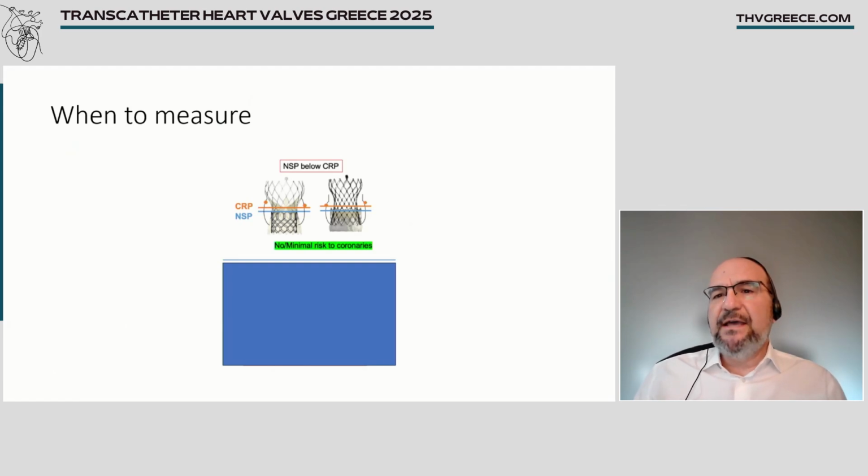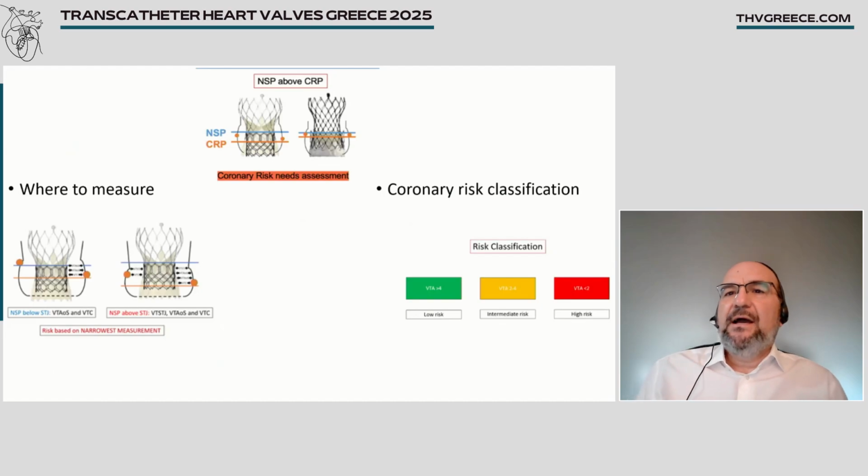So when to measure? When the neo skirt plane is below the coronary risk plane, there is no problem. There is minimal or no risk for the coronary, so it's quite easy. But when the neo skirt plane is above the coronary risk plane, then we have to measure. If the neo skirt plane is below the STJ, we measure the VTC and the VT to aortic wall. If the neo skirt plane is above the STJ, then we need to measure the VTC, the VT aortic wall, and the VT-STJ. All these terms are called VTA.